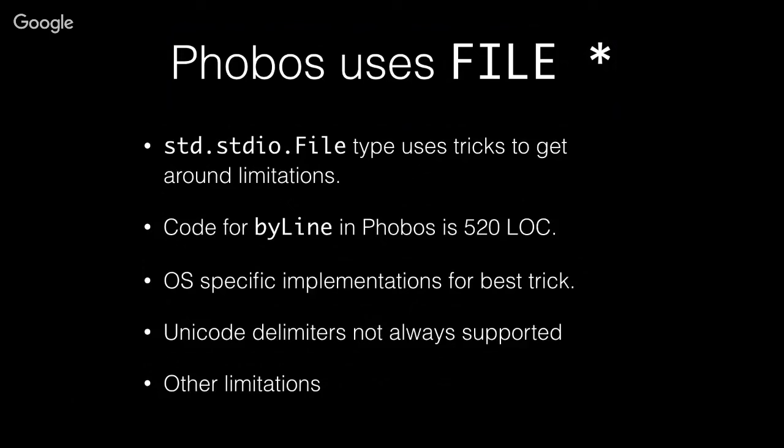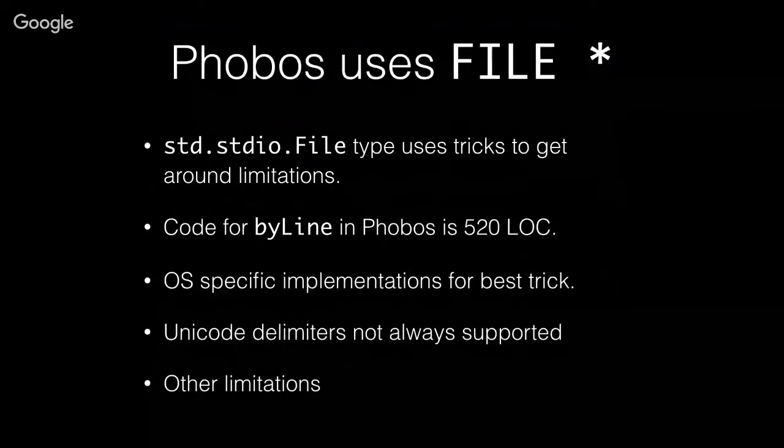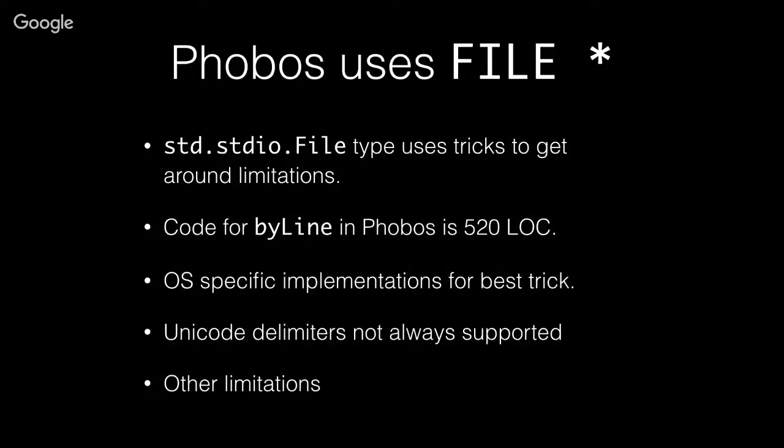The code for byline in Phobos is 520 lines of code. That's just for byline. We have basically 4 different implementations. There's one for POSIX code with getdelim support, which uses that to shortcut. That's on OS X, FreeBSD, Linux. There's a Win32 implementation that is specific to DMC's library, knowing what the underlying struct layout is of the file star. DMC is Walter's C++ compiler.